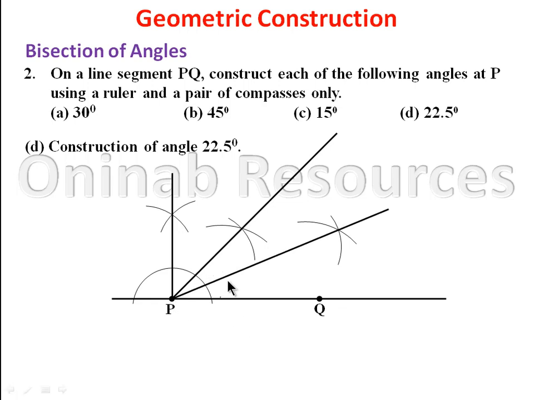So this is 22.5 degrees. So you can calculate the other angle, and we're going to have 157.5 degrees at the other angle. The other angle, 45 degrees. This is the end of solution to the second problem. We have more angles, like angle 105 degrees, 75 degrees, 7.5 degrees, and so on.